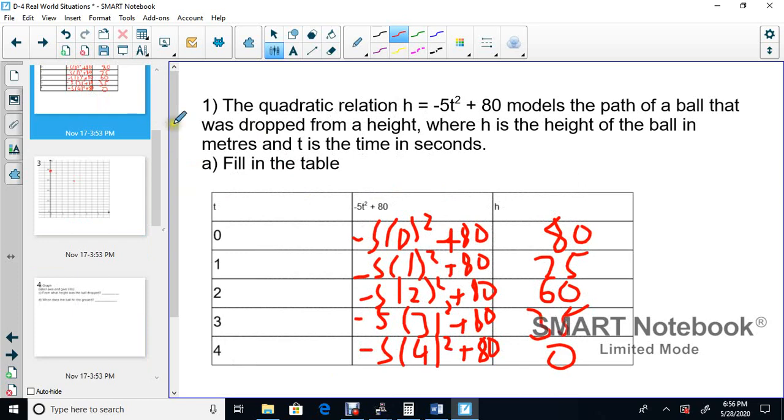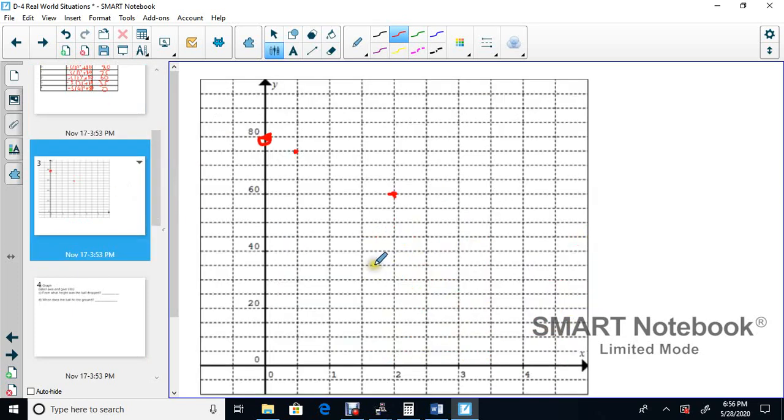Let's see the next one. At 3, we're at 35, and at 4, we're at 0. So at 3, we're at 35. They go by 5s. 5, 10, 15, 20, 25, 30, 35. We put a dot. And then at the end, we're at 0. This is actually a parabola. I'm going to try to draw my best parabola through all this. It's actually a curve. It's not a line, so you don't have to use a ruler. And the ball falls, and it hits there at the 0.